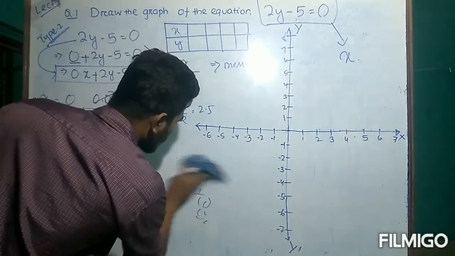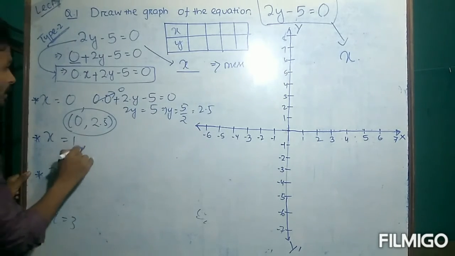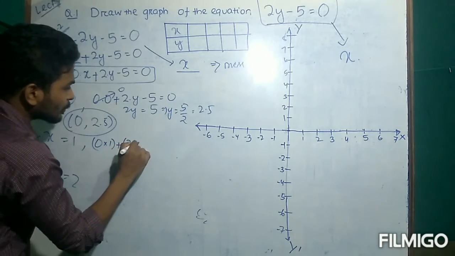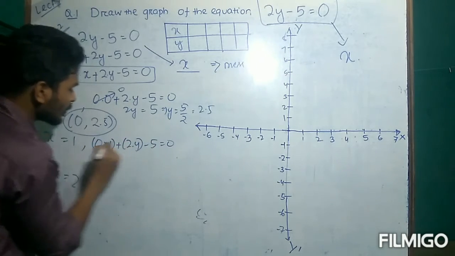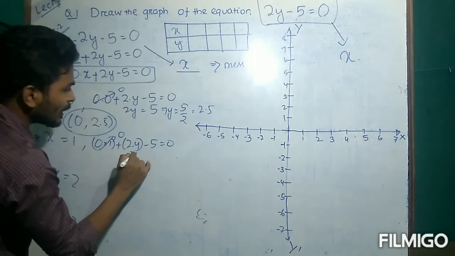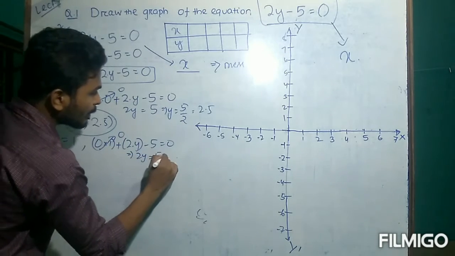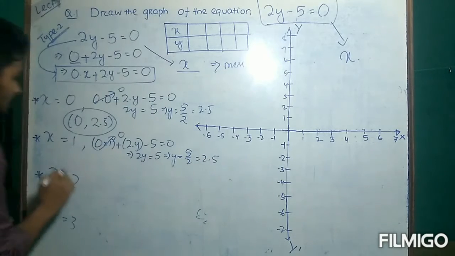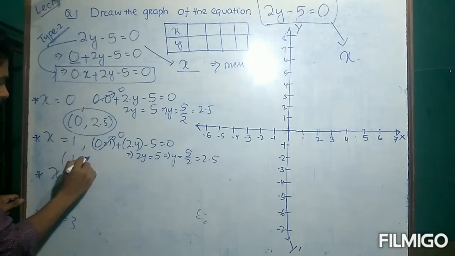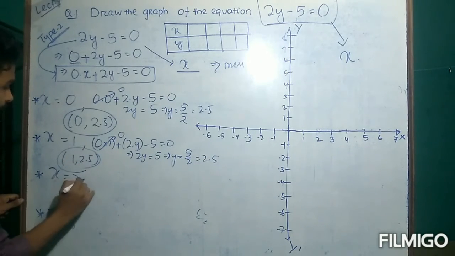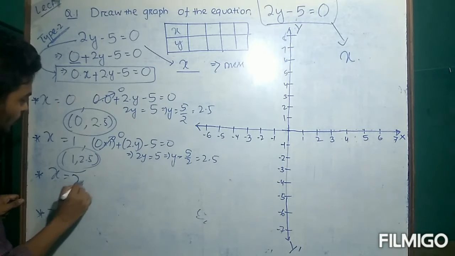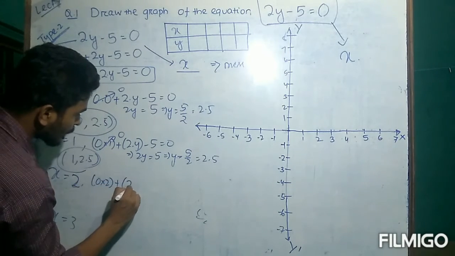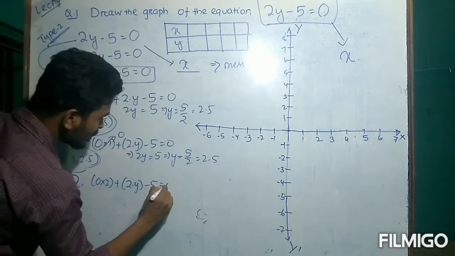Next solution. Suppose we take x to be 1. So the equation becomes 0·1 + 2y - 5 = 0. This becomes 0. Again you get 2y = 5, which implies y = 5/2, that is 2.5. So the next solution is (1, 2.5). Next, put x to be 2 in the equation. So the equation will be 0·2 + 2y - 5 = 0.